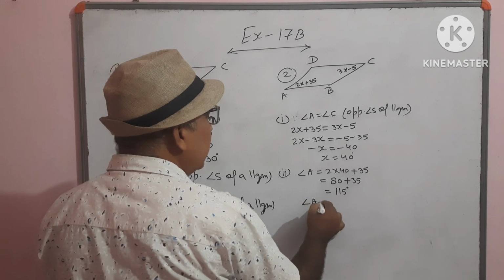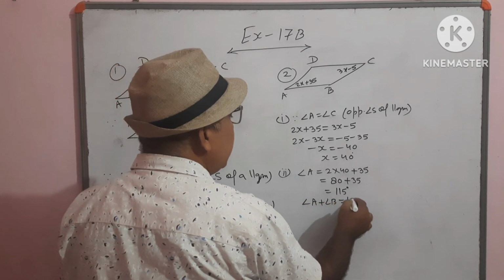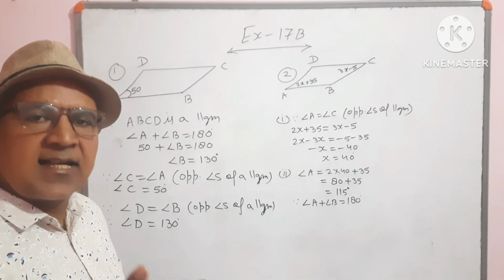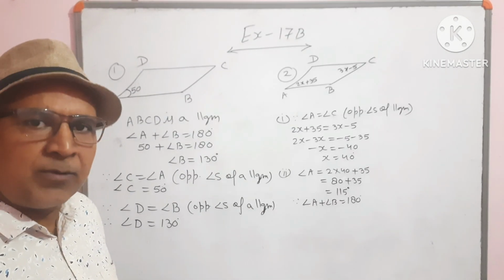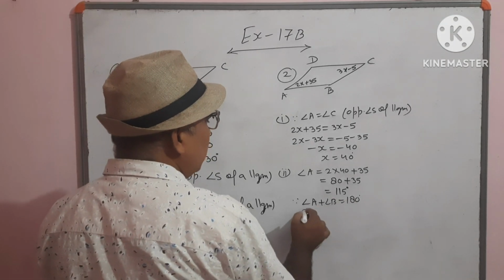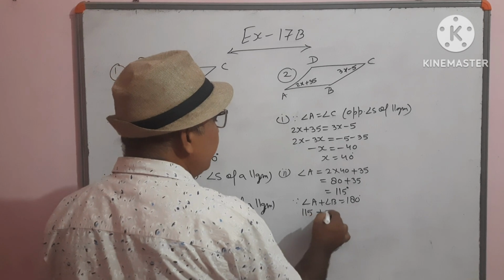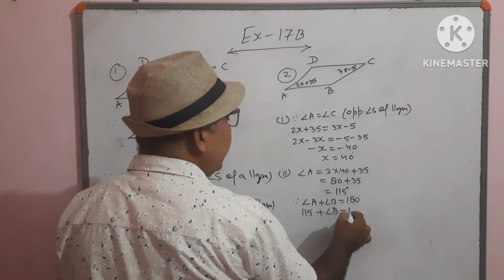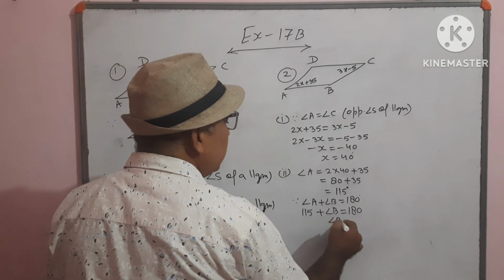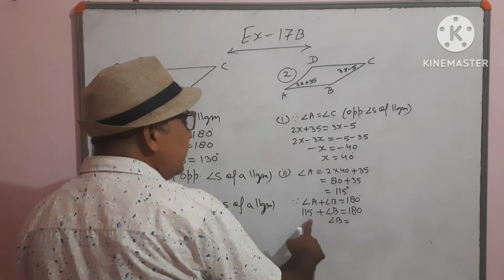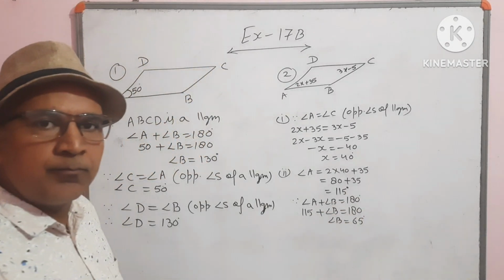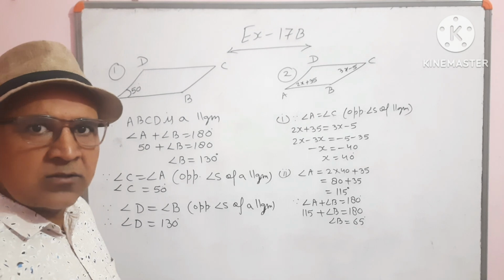Now angle A plus angle B is equal to 180 degrees. This is the second property that we know. Sum of adjacent angles is always supplementary. That is why angle A plus B is equal to 180. Now here we will put the value of A. 115 plus angle B is equal to 180 degrees. So angle B is equal to 180 minus 115, that will be 65 degrees. So now we have got angle B also.